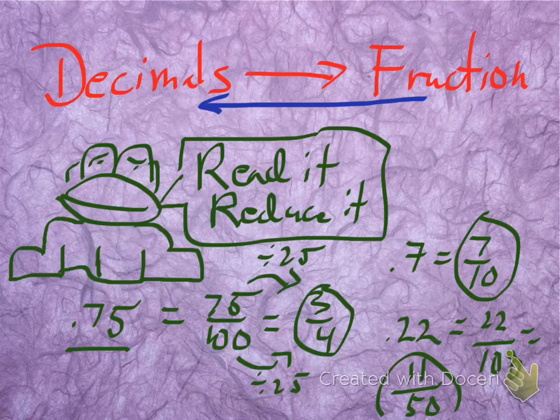All right, so all you got to do when you're going from a decimal into a fraction is read it, reduce it. Got it? Got it. Read it, reduce it.